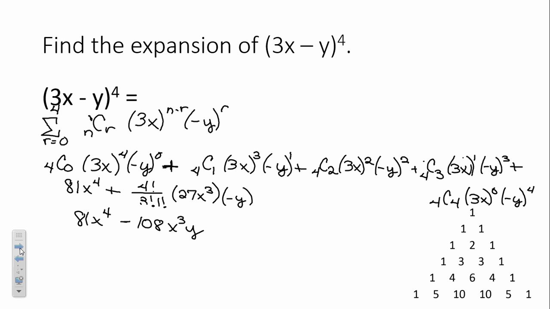Next one. 4c2 is 4 factorial over 4 minus 2, 2 factorial, r factorial again, 2 factorial. 4 times 3 times 2 times 1 over 2 times 1, 2 times 1. Do the 6 there. 3 squared. And negative y squared is going to be y squared. So 6 times 9, 54. X squared, y squared.